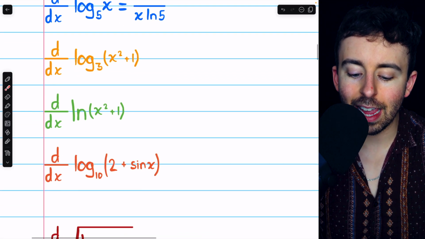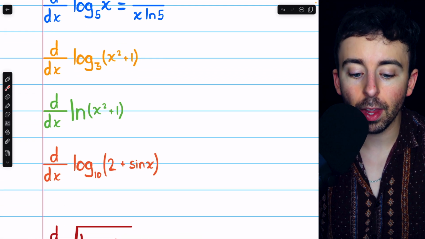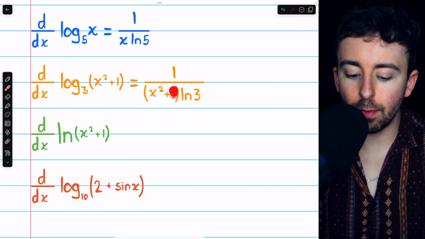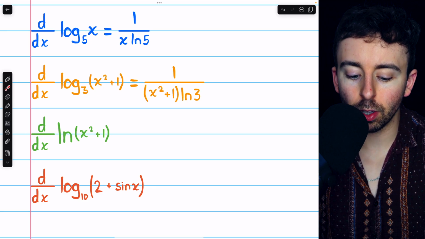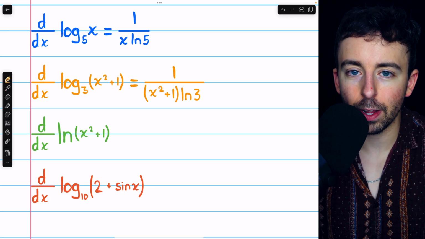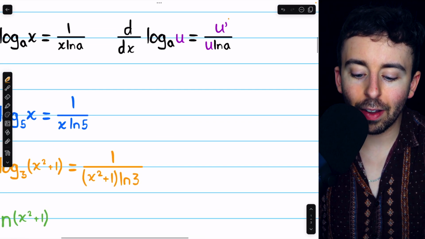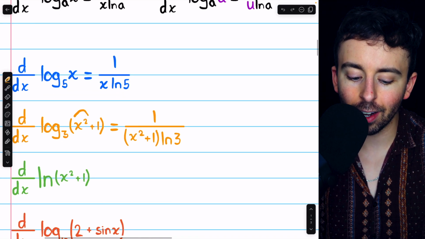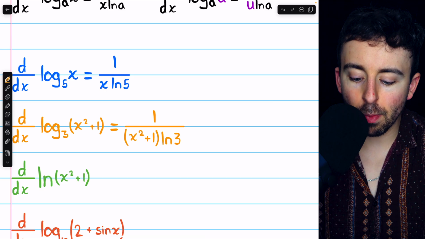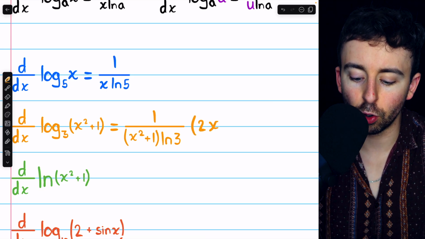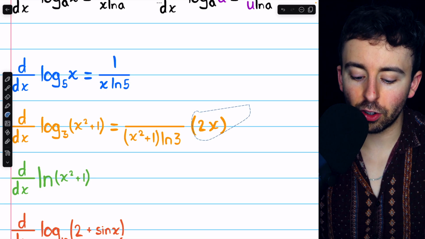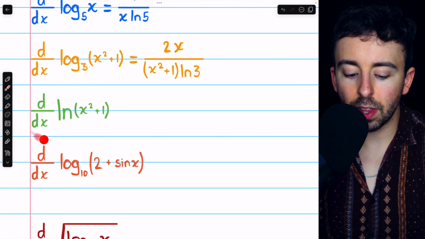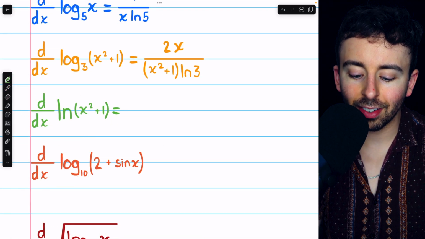In the second example, the input is a function, x squared plus 1, and the base is 3. So in this case, we can start with 1 over the input, x squared plus 1, times the natural log of the base, so times the natural log of 3. But then, by the chain rule, we also have to multiply by the derivative of that input function. The function that's being put in the logarithm is x squared plus 1, so let's multiply by its derivative, which is just 2x. And if you prefer, we could just bring that 2x into the numerator of this fraction, and there is our derivative.